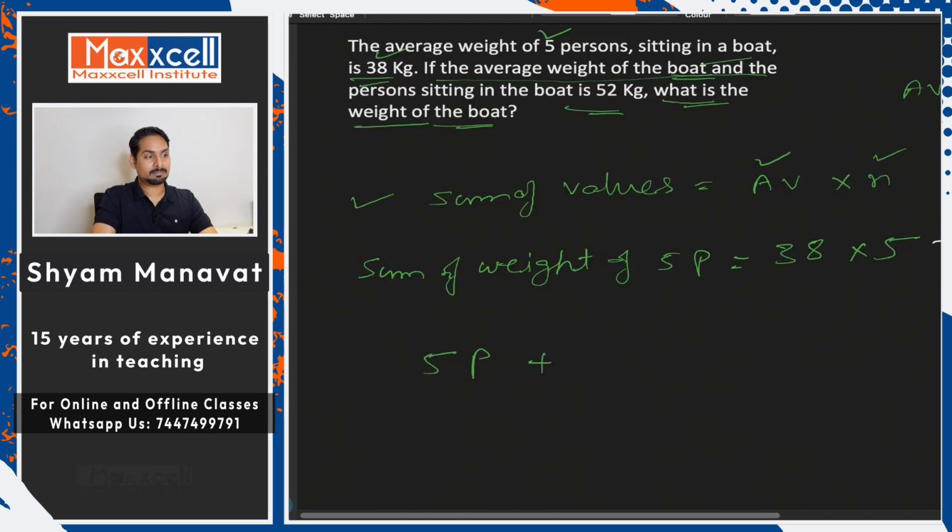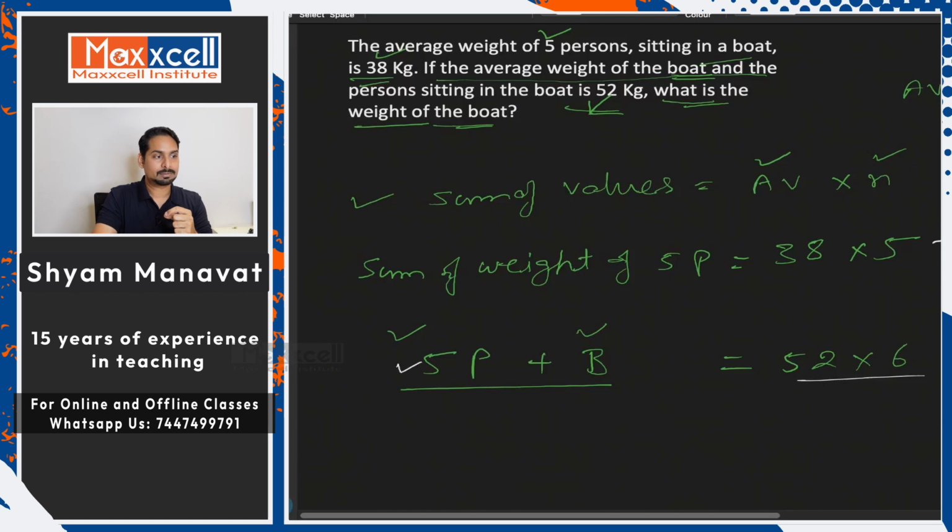Now, with these 5, if you add the weight of the boat also, in that case, sum of values is equal to the new average, which is 52, multiplied by, now how many numbers are there? How many values shall we consider? 5 people plus 1 boat. So this average 52 is the average of how many numbers? This is the average of 6 numbers, right? So multiply by 6. I hope this part is clear to you.